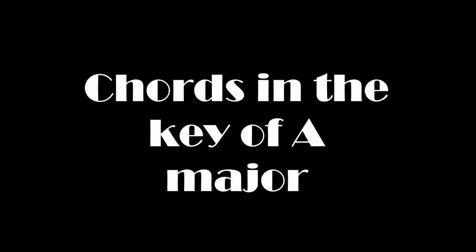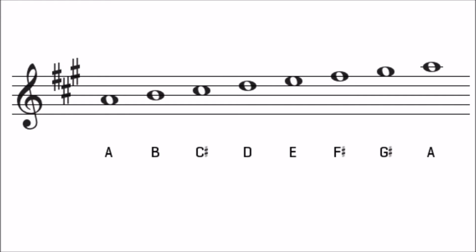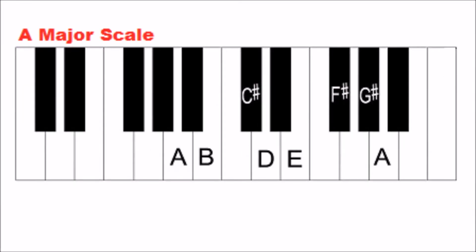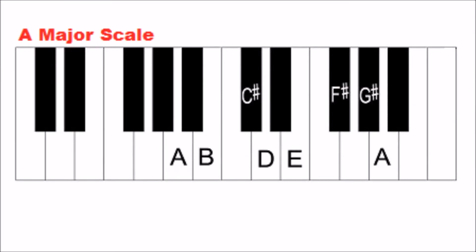What are the chords in the key of A major? First of all, you need to know the notes in the key of A major, or the notes of the A major scale. There are 3 sharps in the key of A major. These sharps are F sharp, C sharp, and G sharp. The notes of this key are A, B, C sharp, D, E, F sharp, G sharp.